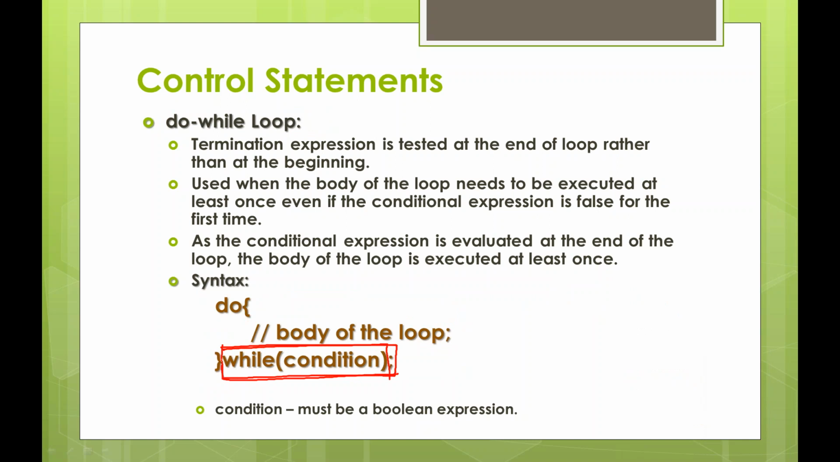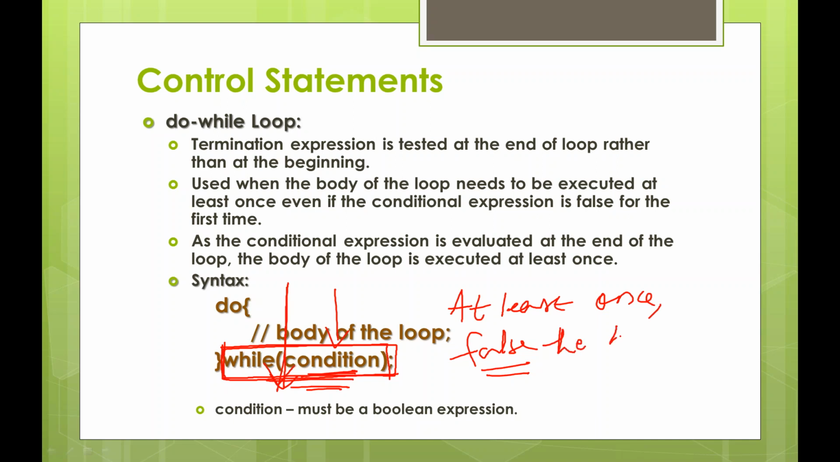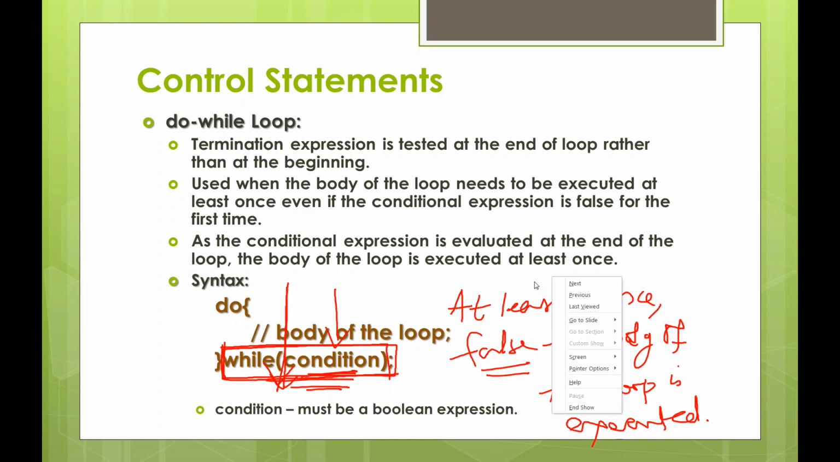So what does that mean? Say for example, the condition becomes false for the first iteration itself. But the condition is tested only after all these statements are executed first. That is why at least once the body of the loop is executed.